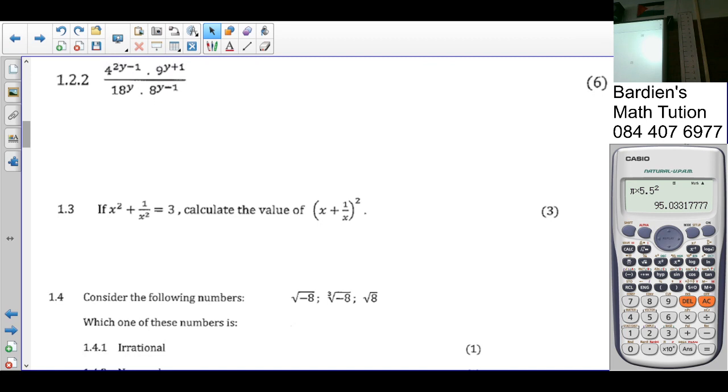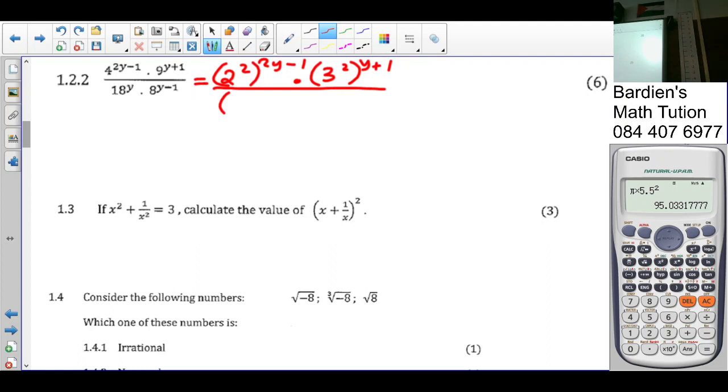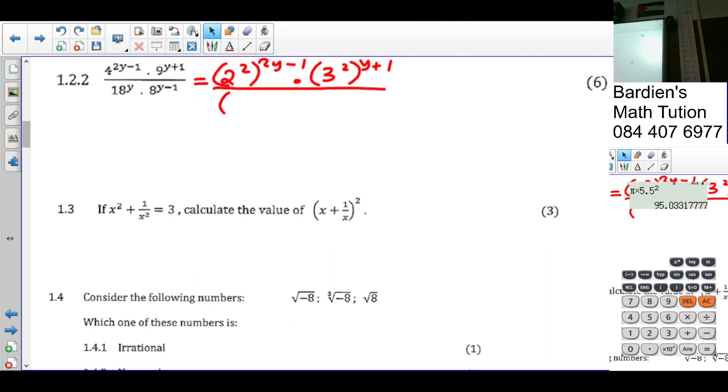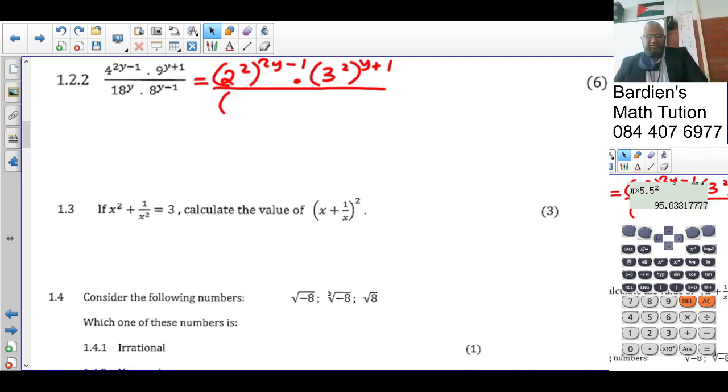Right, next. What needs to be done first here? Basis, no? You're going to write it in products of its prime factors. So 4 can be written as what? 2 squared raised to the 2y minus 1, times 9 can be written as 3 squared to the y plus 1, over. Now 18, we know it's going to be 2 times 3 squared. Say we didn't know that. Just close this and reopen it.